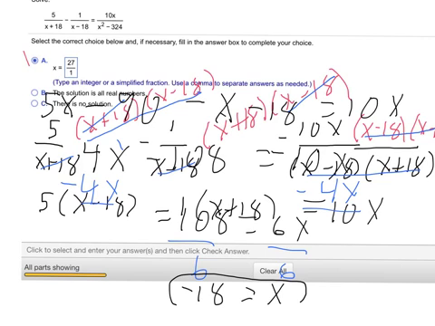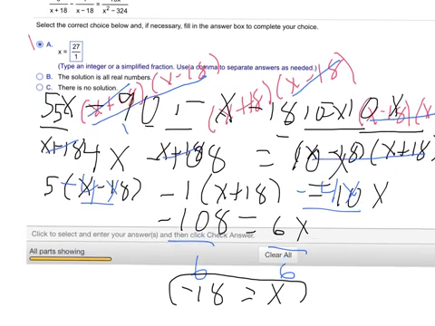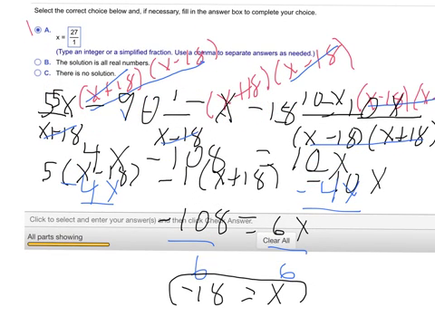So the actual answer to this problem is this C here. Oops, pressing the wrong button here. This C here, there's no solution. So I end up with negative 18, but it won't check. Hope this helps.